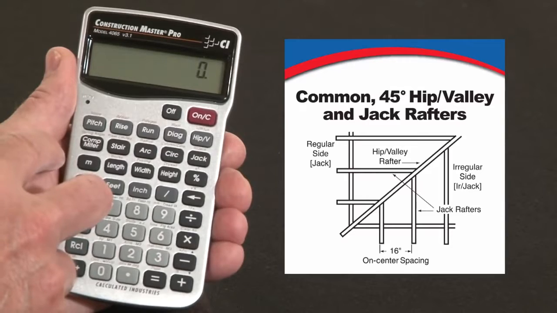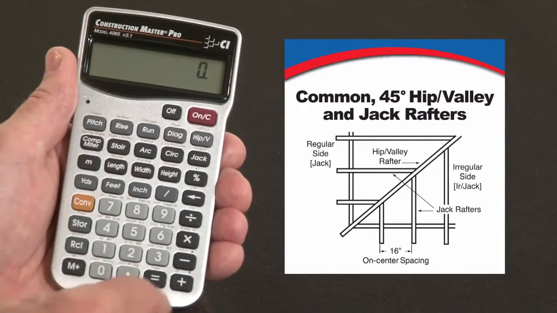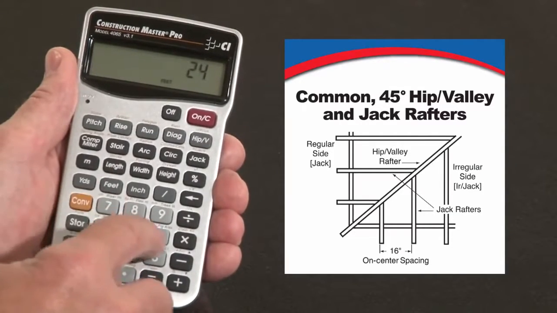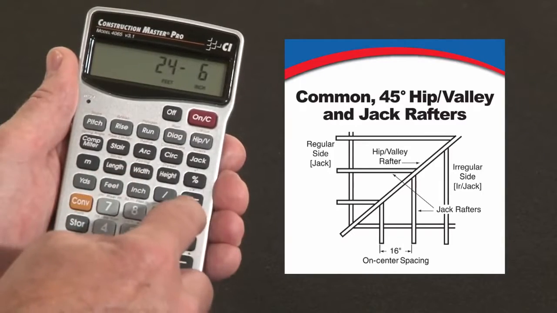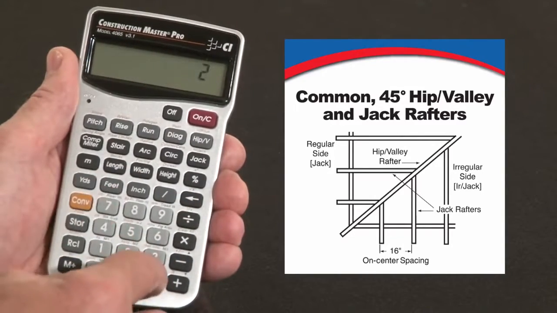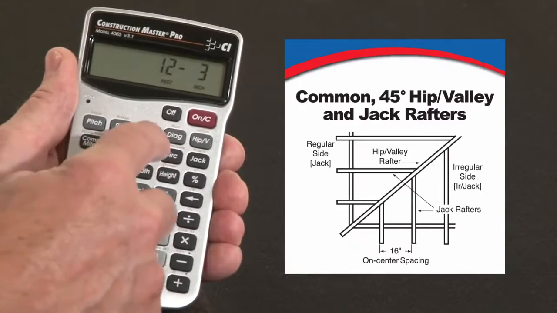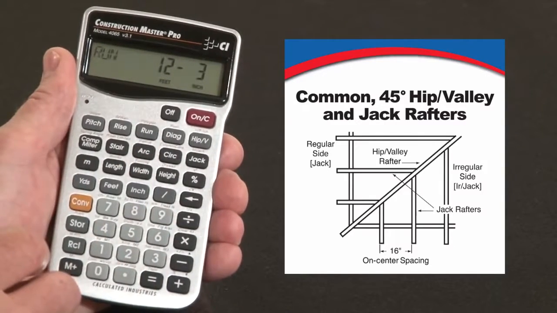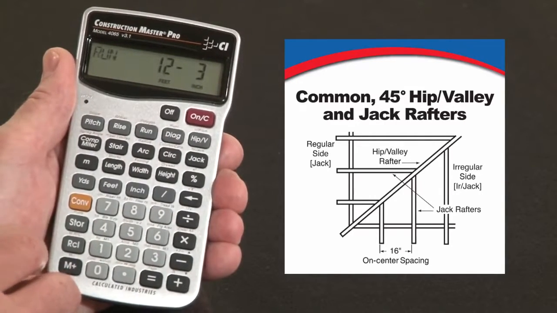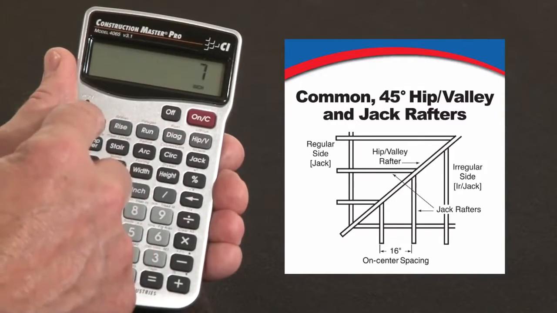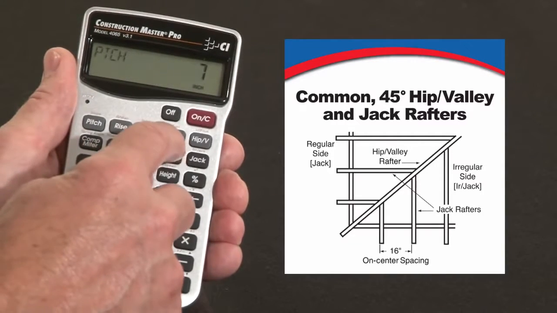In this case, let's say our building has a 24-foot 6-inch span. So we'd enter that, 24 feet, 6 inch, and I'm going to divide that by 2, and that's our run, 12 foot 3 inches. I'll enter that as run. And this is a 7/12 pitch roof, so I'm going to enter 7 inches of pitch. And now it's all set. I hit the diagonal key.